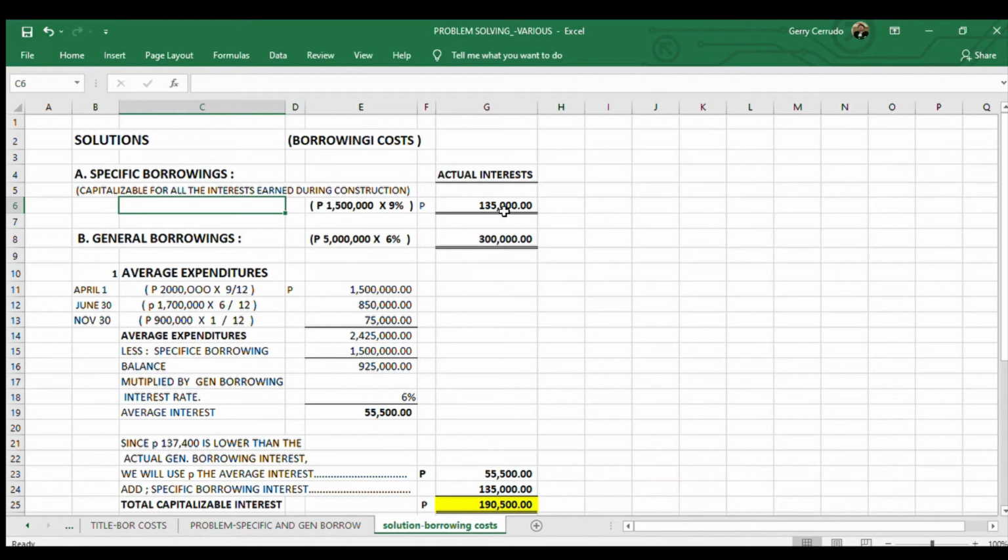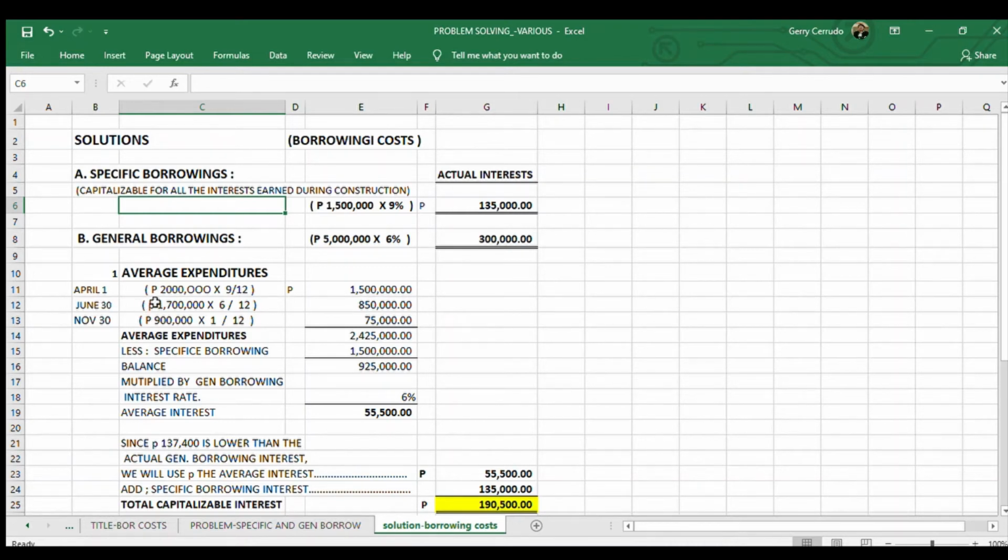So, meron na tayong given na specific and general. Pero, kunin natin muna yung average expenditure. April 1, 2 million. Since April 1 siya, ang average niya is 9/12. January, February, March, 3 months ang natanggal sa 12 months. Kaya 9/12 na lang ang natitira. April to December. So, that is 1,500,000.